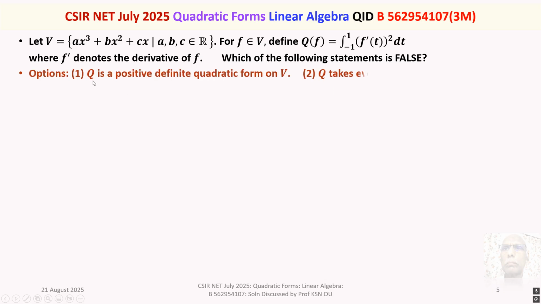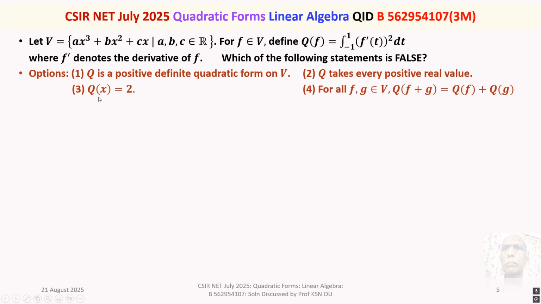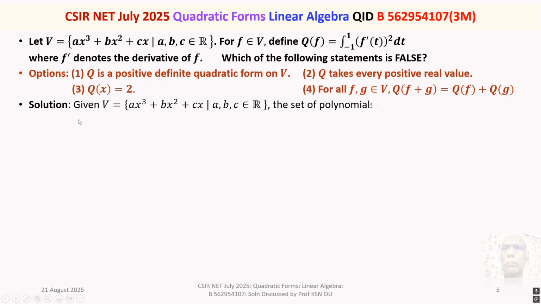We are given 4 options. Option 1, Q is a positive definite quadratic form on V. Option 2, Q takes every positive real value. Option 3, Q of x is equal to 2. Option 4, for all f, g belongs to V, Q of f plus g is equal to Q of f plus Q of g. Let's now discuss the solution of the problem in detail.